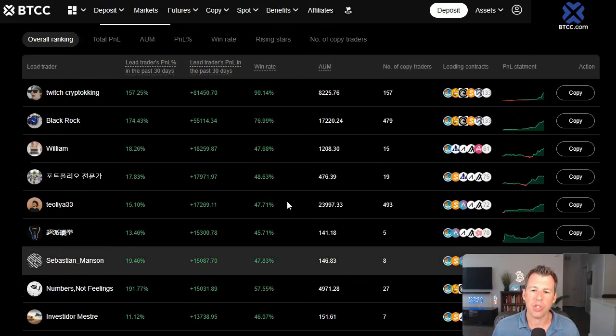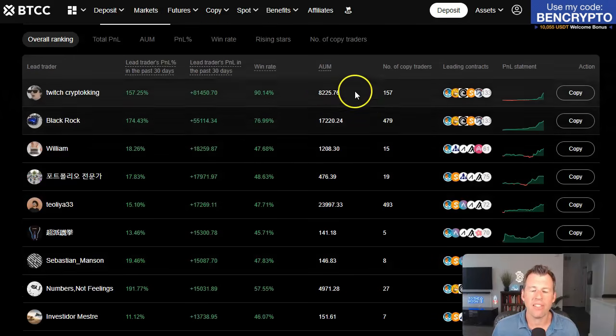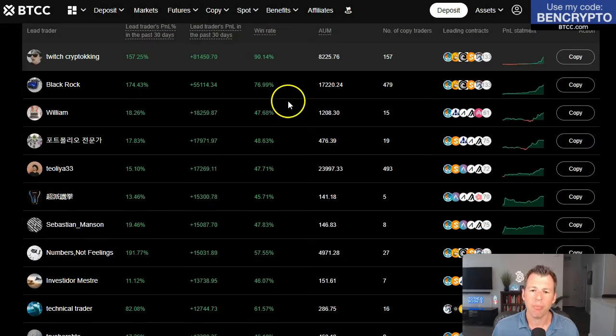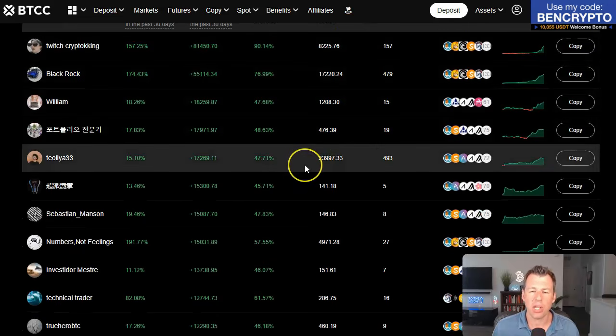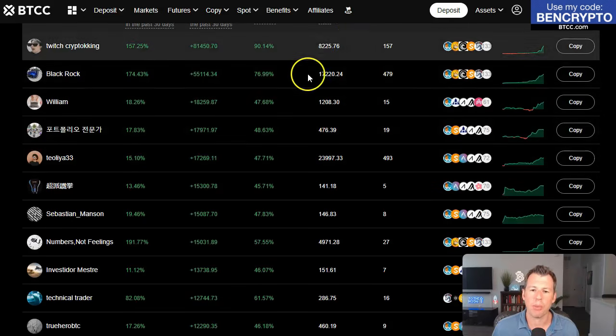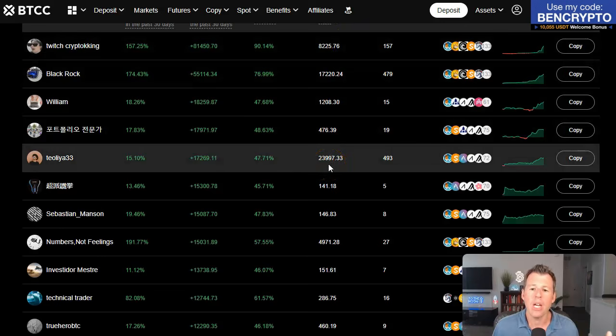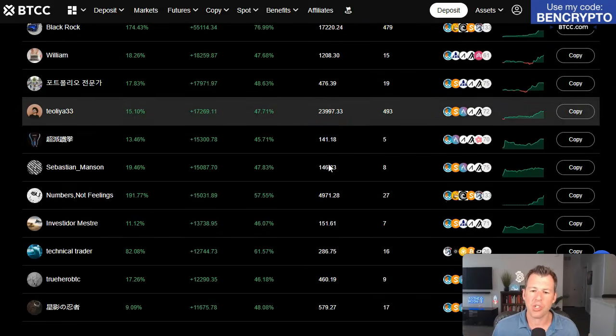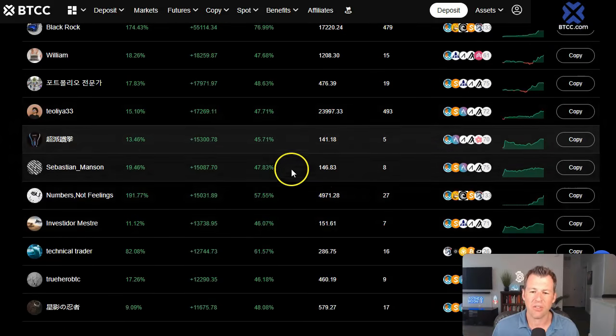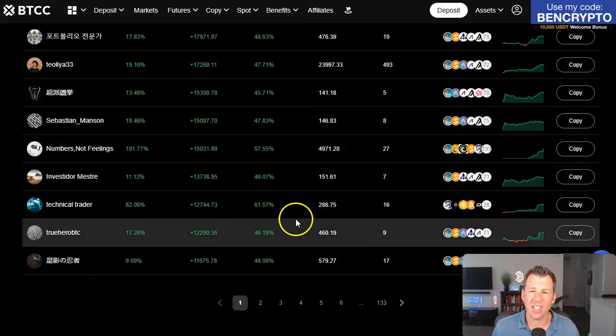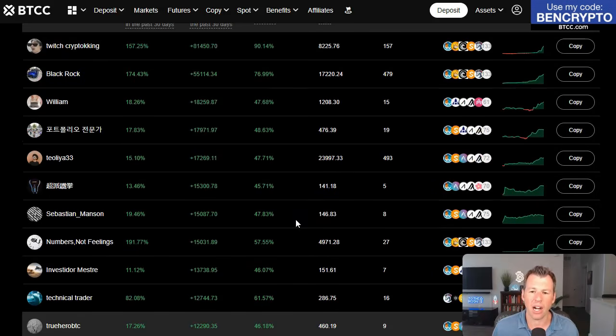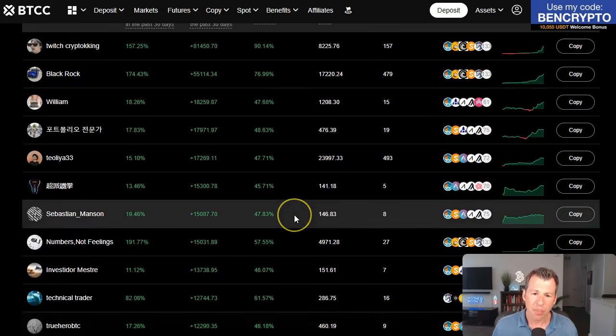So then what else do I look at? I want to have a fairly sizable assets under management. So 8,200, 17,000, 23,000, that's all good. So traders number 1, 2, 5 are all pretty good. Remember, you can withdraw profits, but still, these traders here, $146, $141, $460, that's just not going to cut it. I need a trader who has a lot of skin in the game. What else do I look at?